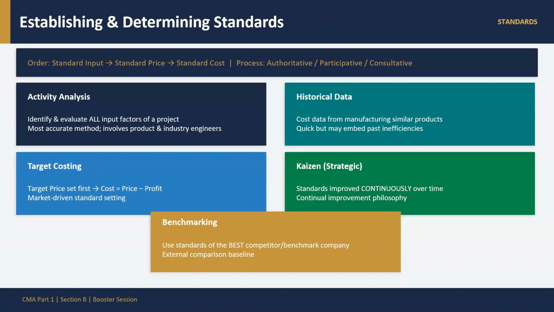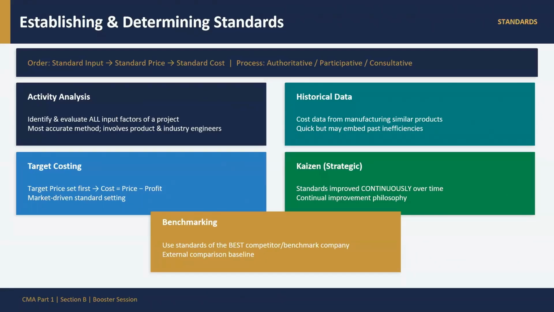At the last, we have benchmarking. Benchmarking is we will compare our own standards with our competitors' standards. Okay. And we will focus on reaching our competitors' standards. That is what happens in benchmarking. So why do we use all these methods? For fixing our direct material standard and direct labor standard.